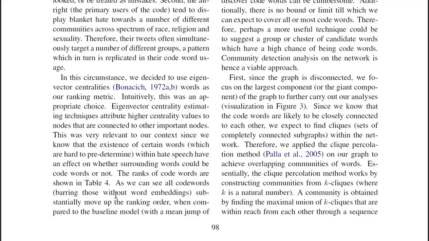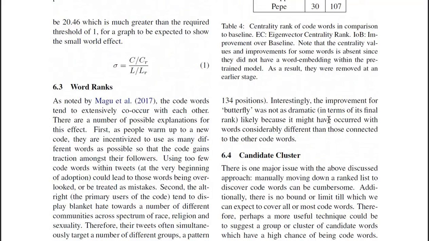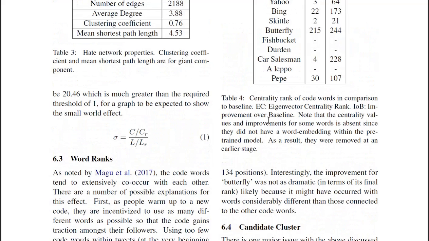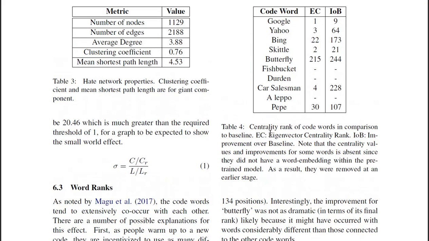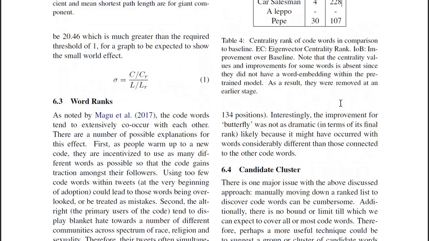As you can see, all code words, barring those without word embeddings, substantially move up the ranking order when compared to the baseline model, with a mean jump of 134 positions. Interestingly, the improvement for butterfly was not as dramatic in terms of its final rank, likely because it might have co-occurred with words considerably different than those connected to other code words. So this is the improvement over baseline, and this is the centrality rank, the eigenvector centrality rank. Note that improvements for some words are absent because they did not have a word embedding in the word2vec model. So you can see this is already much better than the baseline.